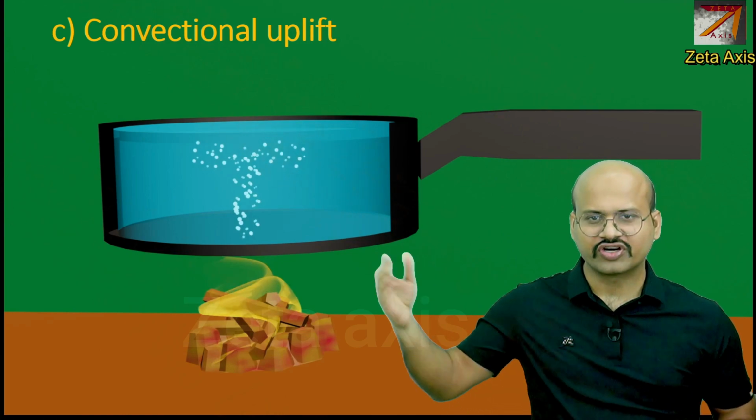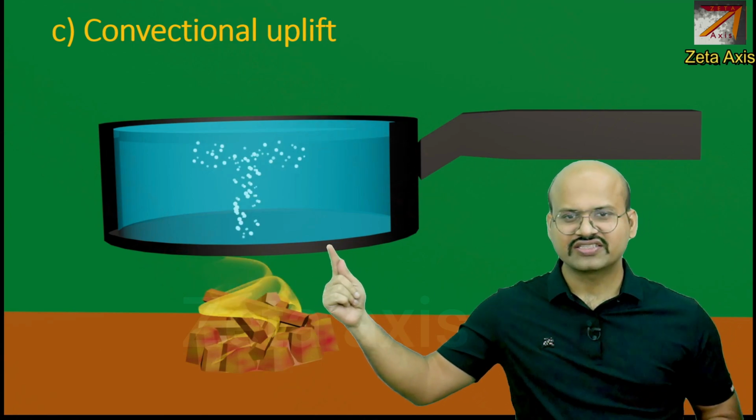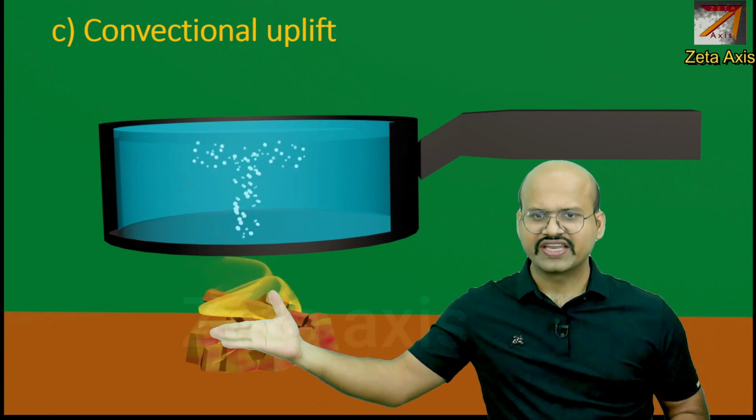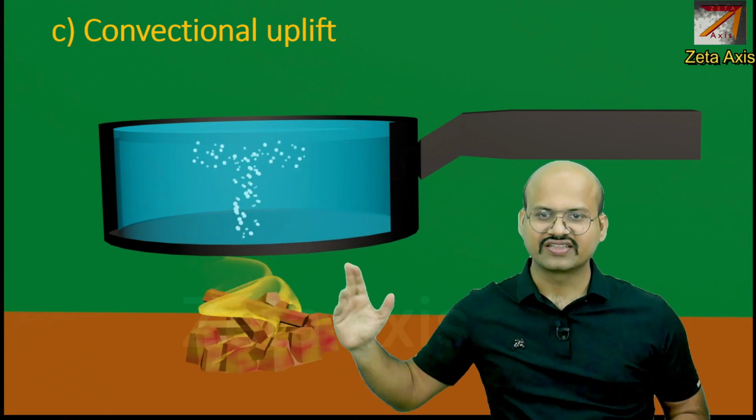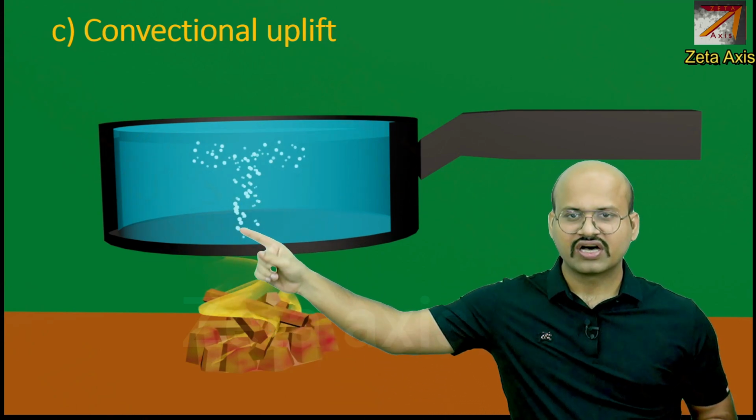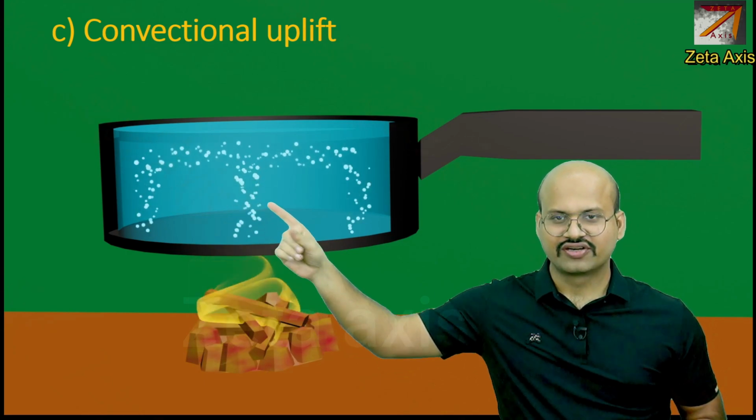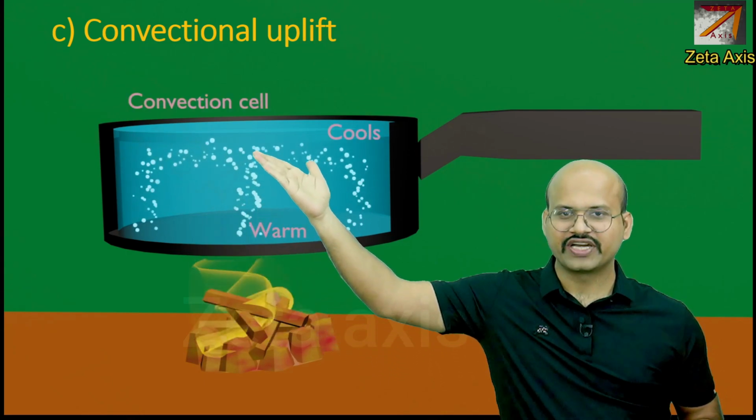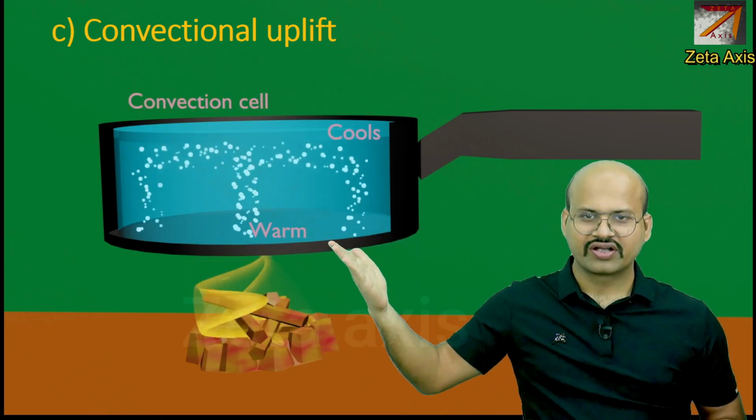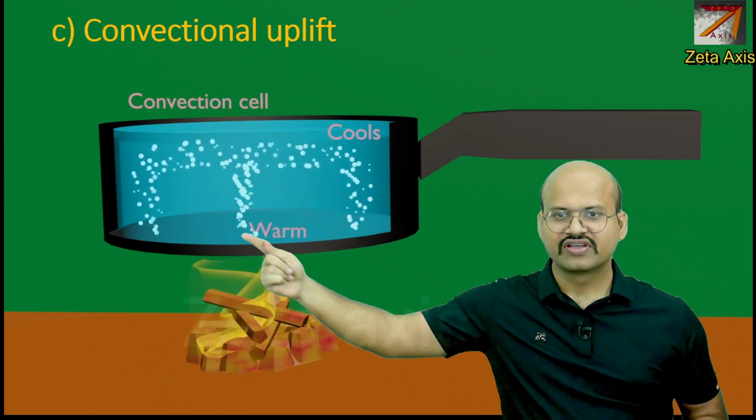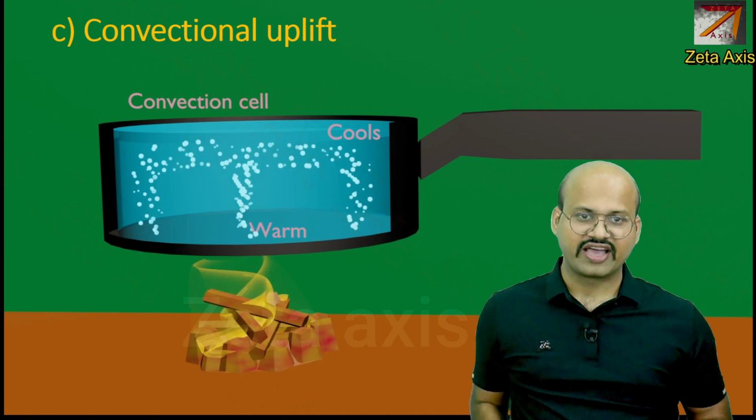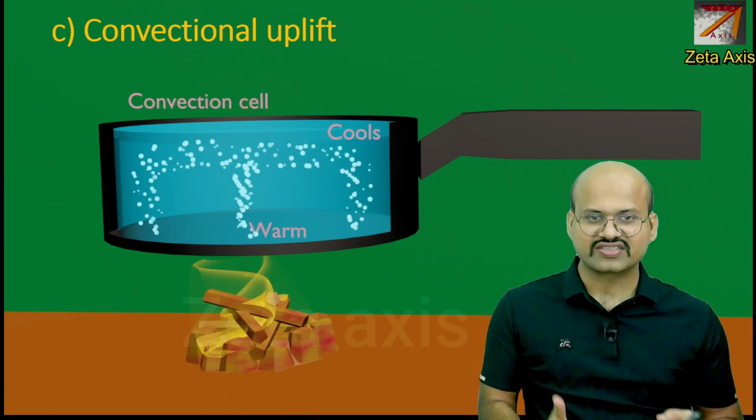And this is what is indicated by this. This is the earth's surface, and we are heating it by this fire. Consider that the solar radiation is heating the Earth's surface. Now, the air which is closer to our Earth will start to rise up, it will cool down, and then it will come back down. Again, it will be heated, it will again rise. So this kind of cell is called a convectional cell, and this kind of upliftment is called convectional upliftment.